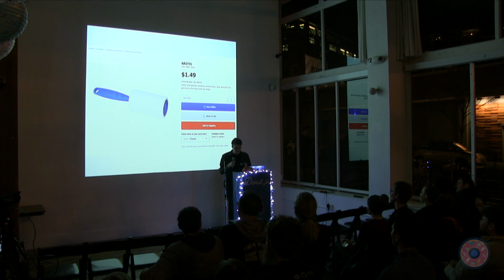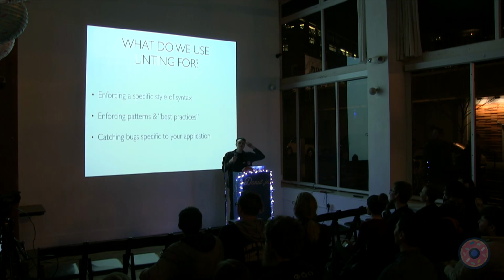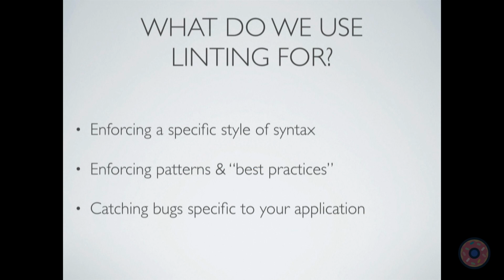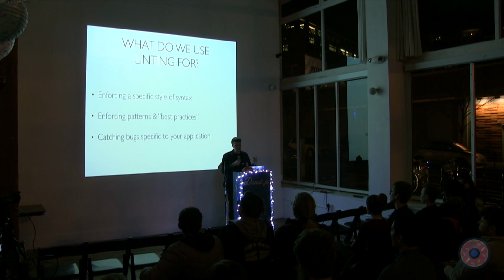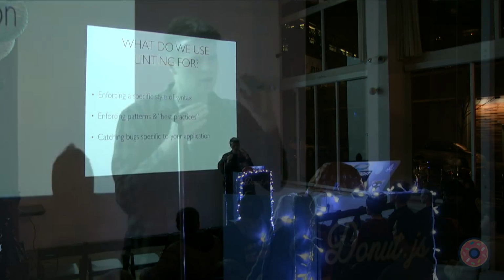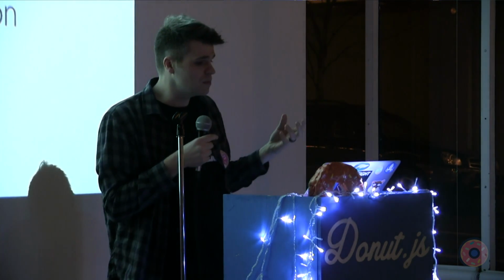So there's a lot of good benefits of linters, but specifically in JavaScript, what I'm thinking about is three main things that you can do with linters. There's enforcing a certain kind of syntax, like rules about white space, or where you want to put your brackets, and how many arguments you should have in a function. And then there's also enforcing patterns and best practices. So are we promises people, or are we callback people? Or do we use var, or do we use let? Or these types of patterns in your programs. And then there's also catching bugs that are specific to your application.